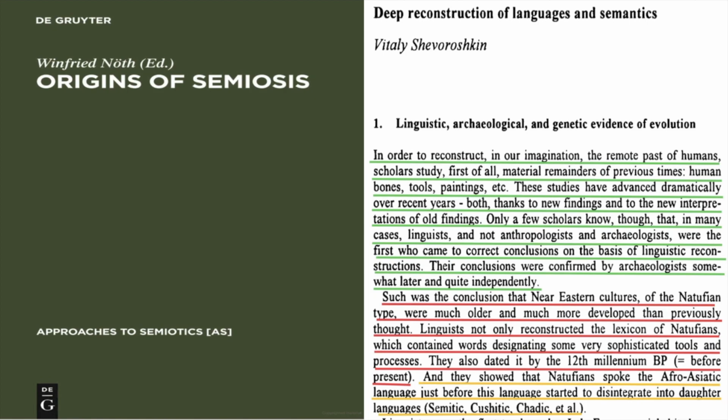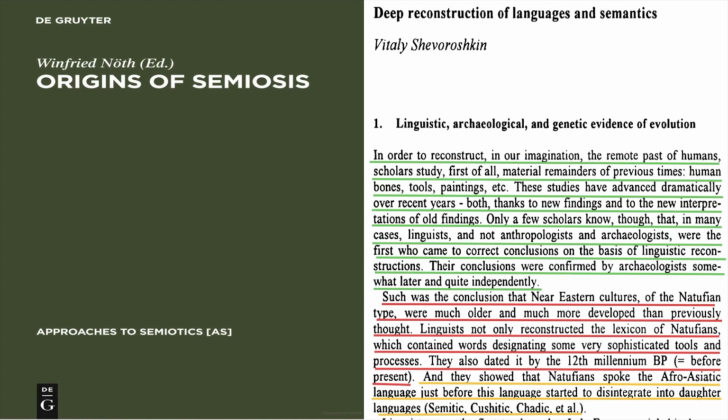Such was the conclusion that ancient Near East cultures of the Natufian type were much older and much more developed than previously thought. Linguists not only reconstructed the lexicon of Natufians, which contained words designating some very significant tools and processes.